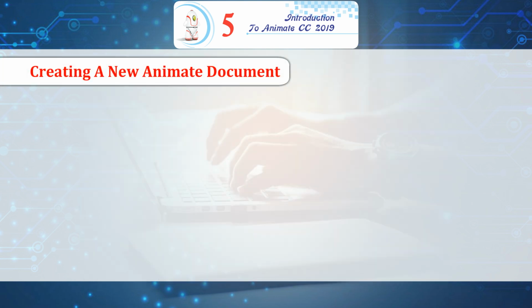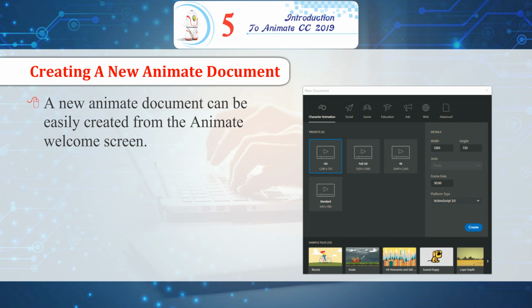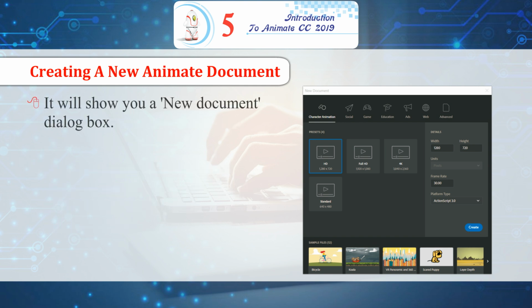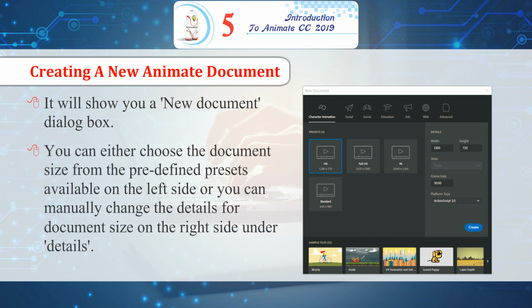Creating a new Animate document. A new Animate document can be easily created from the Animate welcome screen. But you can also create a new Animate document by clicking on File, then the New option from the menu bar. It will show you a new document dialog box. You can either choose the document size from the predefined presets available on the left side, or you can manually change the details for document size on the right side under Details.